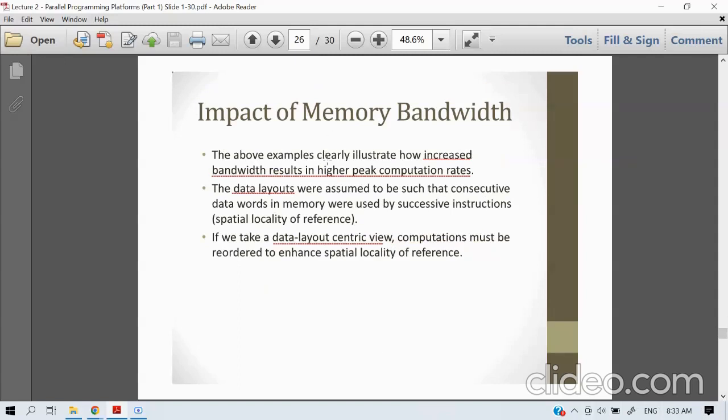Okay, so the above examples clearly illustrate how increased bandwidth results in higher peak computation rates. The data layouts were assumed to be such that consecutive data words in memory were used by successive instructions, also known as spatial locality of reference. So if we take a data layout centric view, computations must be reordered to enhance spatial locality of reference.